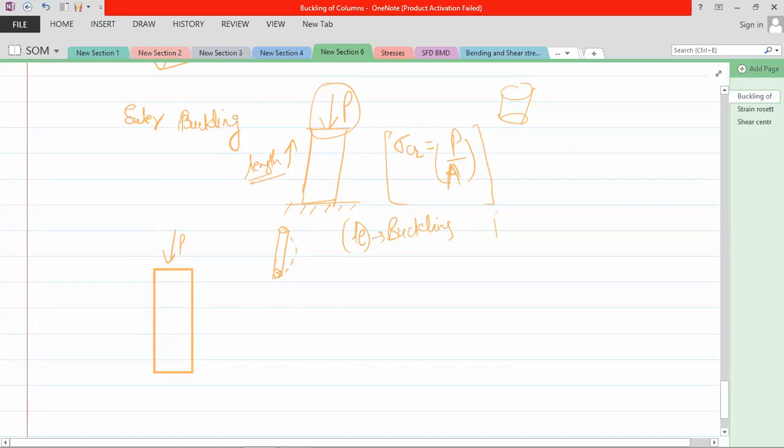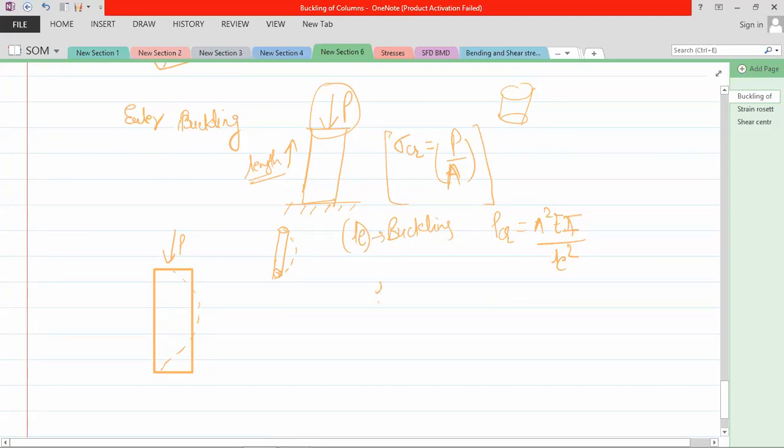Then Euler suggested the critical load for buckling. Buckling is also known as bending, because it is a type of bending. He suggested a formula derived from the expression, but you need not go into derivations. Just remember that P critical is equal to pi square EI upon LE square.